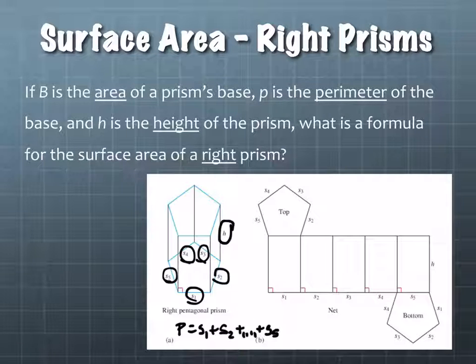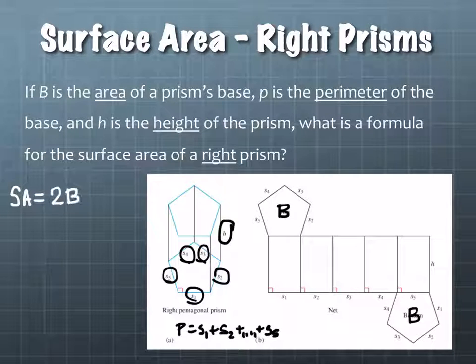Now, if you take a look over at the net, which is what's drawn on the right, that's probably easier to look at. Now, they're not asking you to actually find the areas of the top and bottom. They're just telling you that they're B. So we're not calculating that quantity. But we do notice that there are two of those, right? So my surface area formula will have 2 times the base area, capital B. And it's going to have, in this shape, all of these rectangles, correct?